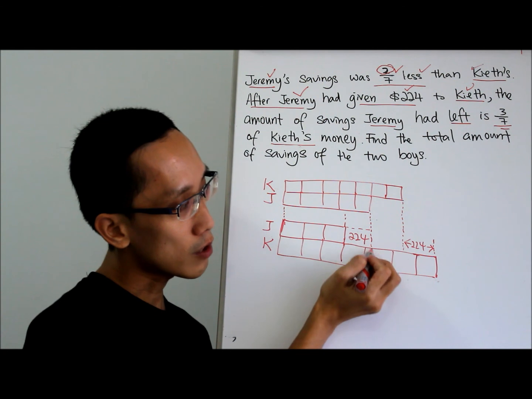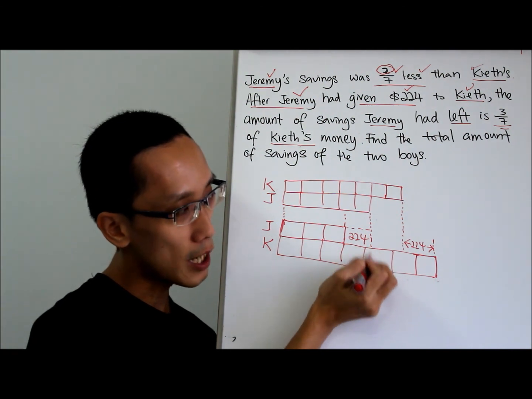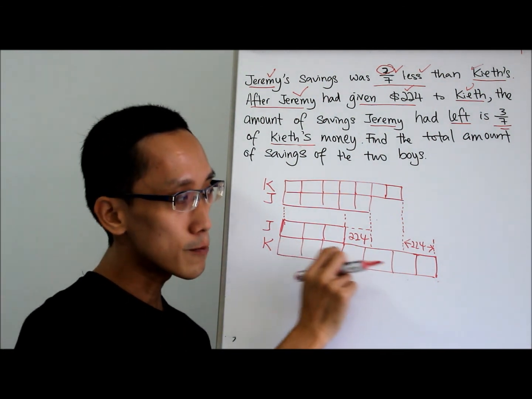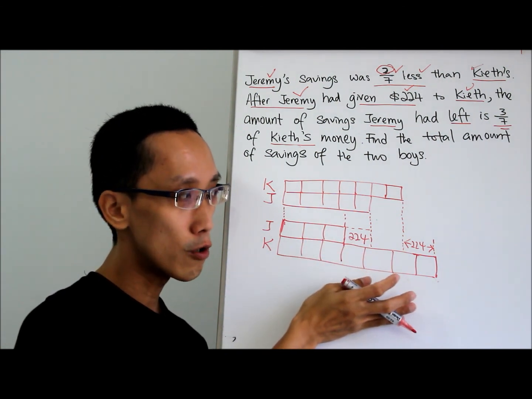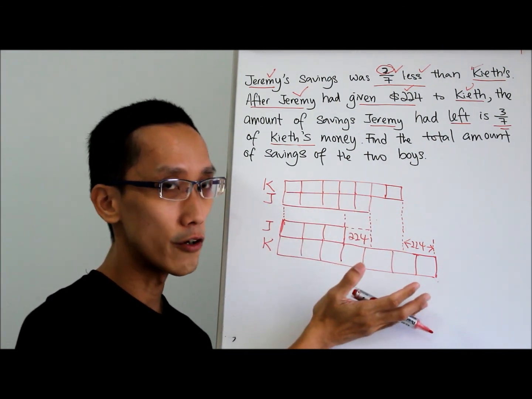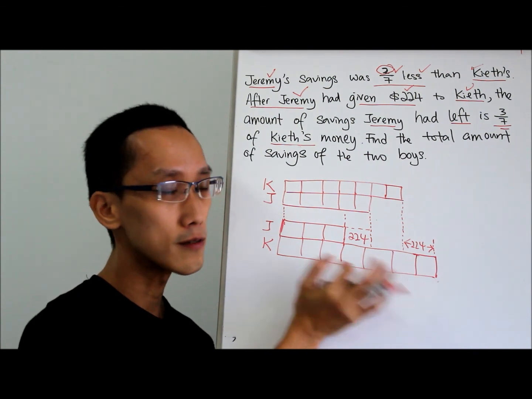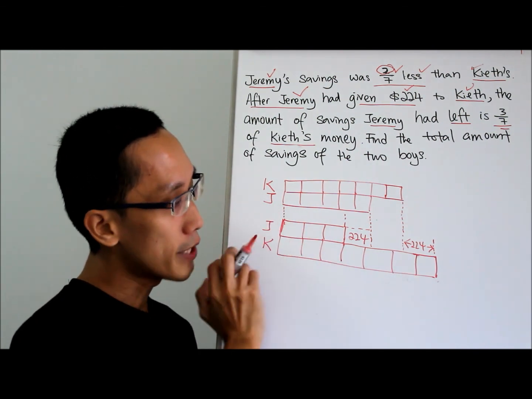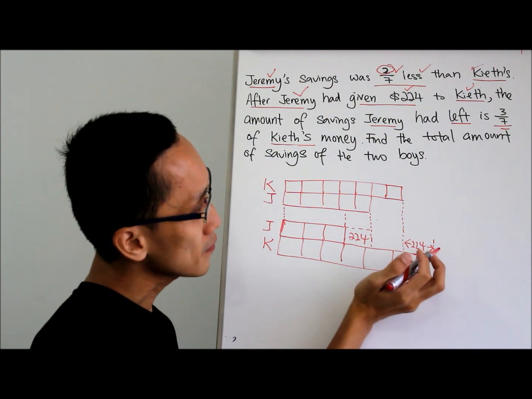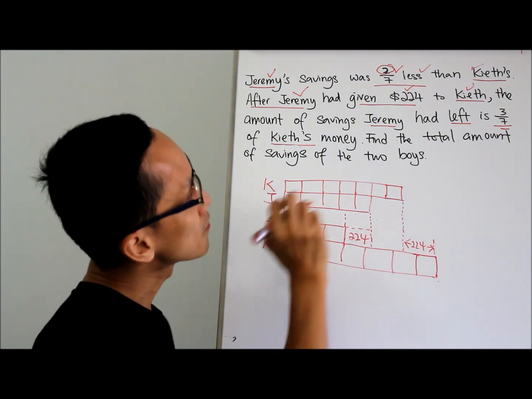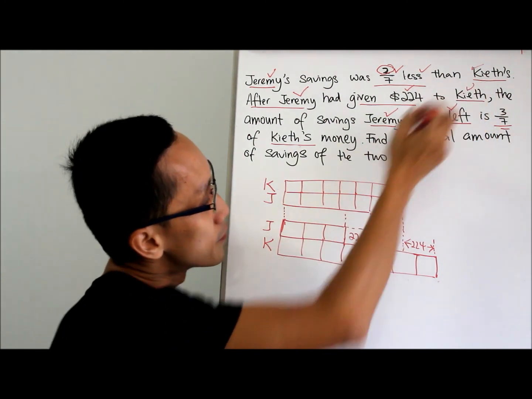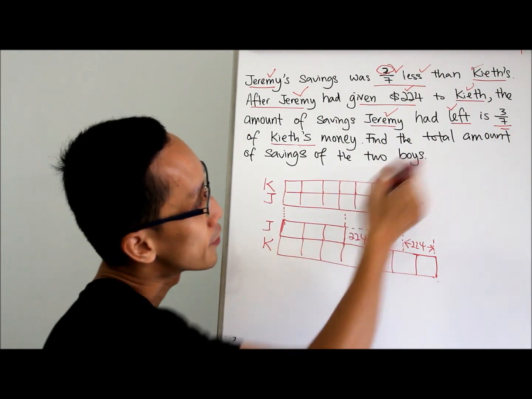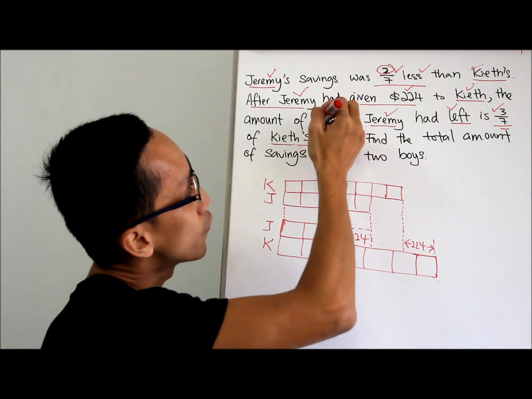Remember, don't draw this line along here, otherwise your thing is 224. All these particular small things are very important, okay? It will lead you to the right thinking or to the wrong thinking, depending on how you put it, okay? So after that, what you're going to do, okay? So this part, Jeremy left 3 units and 7 for Keith.